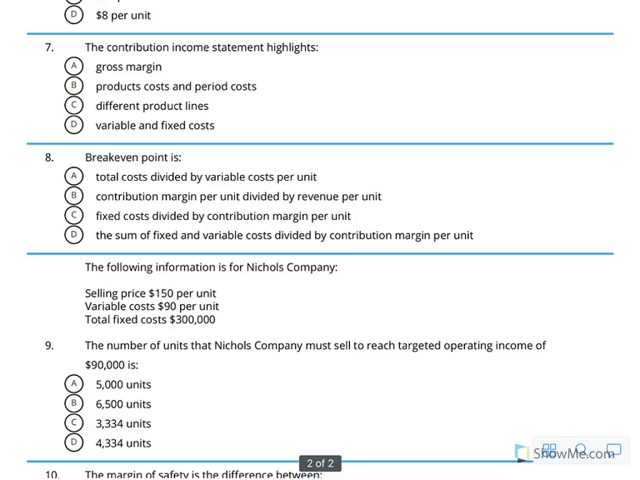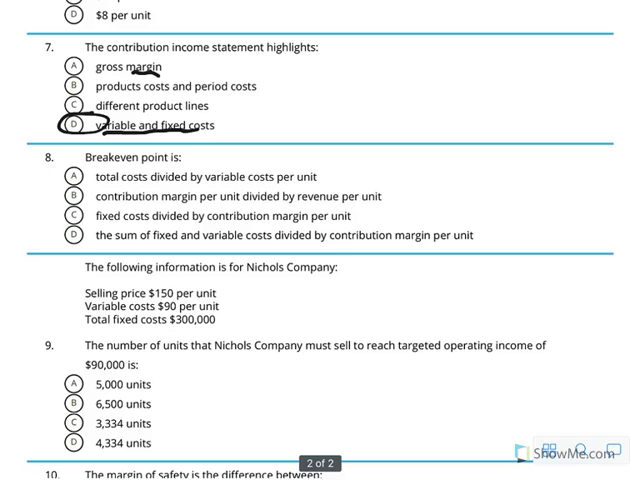7. The contribution income statement highlights gross margin. No, gross margin is sales minus the cost of goods sold. Highlights product costs and period costs. No. Different product lines? No, that makes no sense. Highlights the variable and fixed costs. The answer here, the only answer is D.